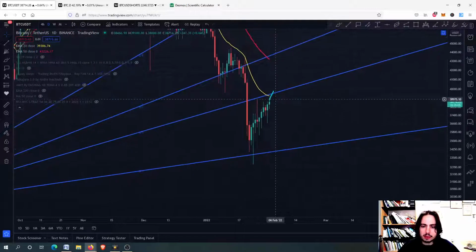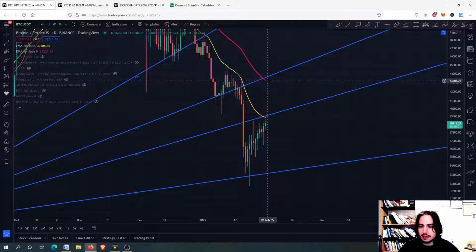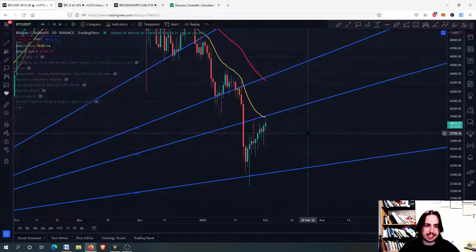So right now what we need is to break the 39.4K. We want to break even the 43K, which will be the 50-day MA. Maybe it is going a little bit further down depending on the price action.